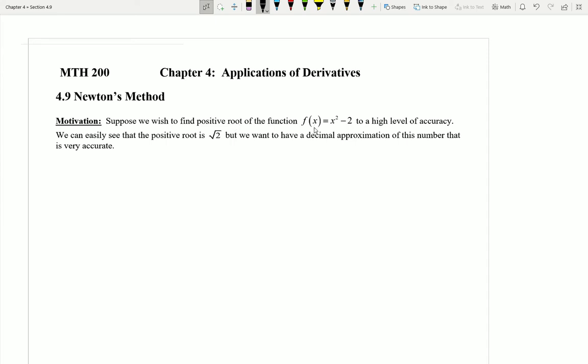Notice that would mean where a function like this, f of x equals x squared minus 2, would cross the x-axis. A positive value of x where it crosses the x-axis. And what if I wanted to find that value to a high level of accuracy?